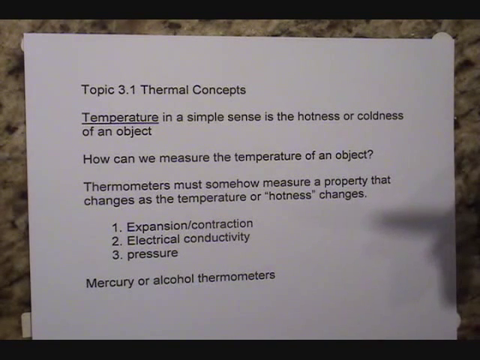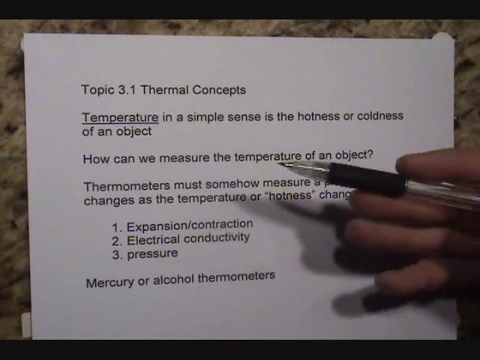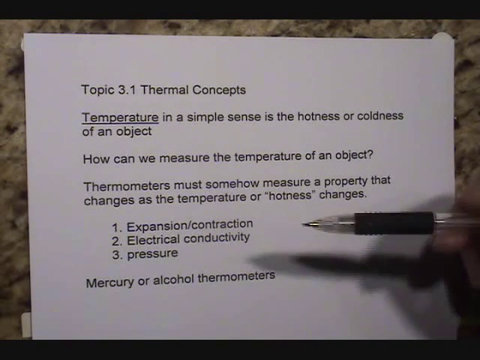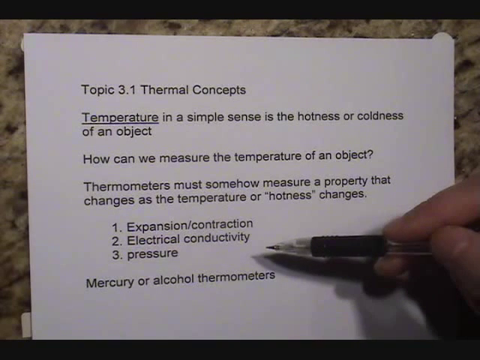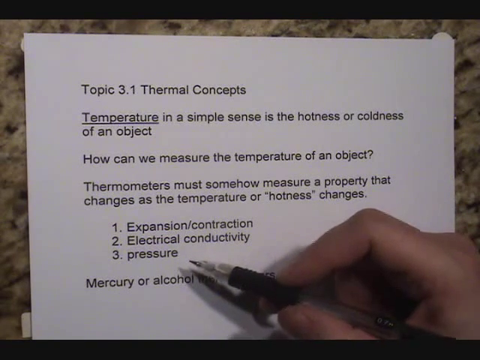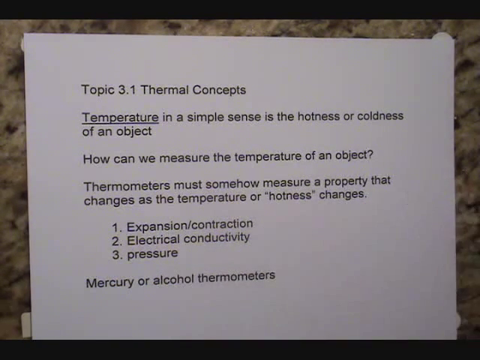This is, for example, the concept behind a hot air balloon. They simply heat the air inside the balloon, it becomes less dense, and therefore it floats against the rest of the air in the surrounding environment. We can also use electrical conductivity. There are a number of newer thermometers that use electrical conductivity. And then if we were using a gas, of course, the gas pressure will change. As you heat it up, the pressure increases, and as you cool it down, the pressure decreases.